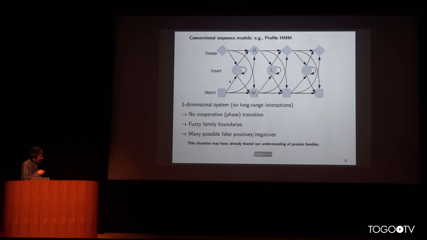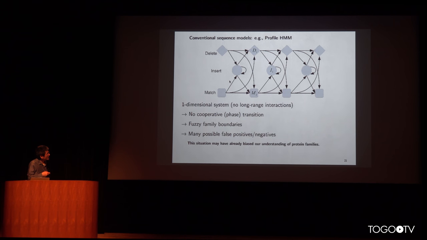And if you consider conventional sequence models, which can be represented by the profile hidden Markov models, you will find this structure, which is, in essence, a one-dimensional system. And they cannot incorporate long-range interactions. So this means no cooperative or phase transition can occur with this model. And this means the family boundary is always fuzzy. And this in turn means many possible false positives and false negatives may be found using this kind of models. So I suspect this situation may have already biased our understanding of protein families.